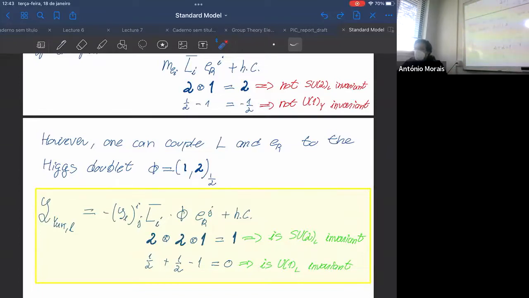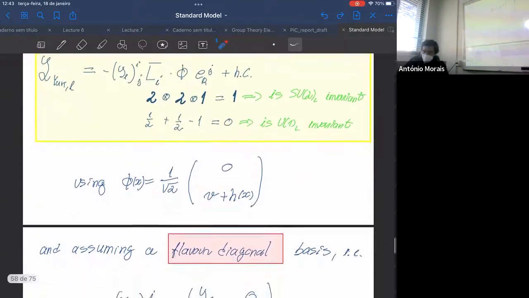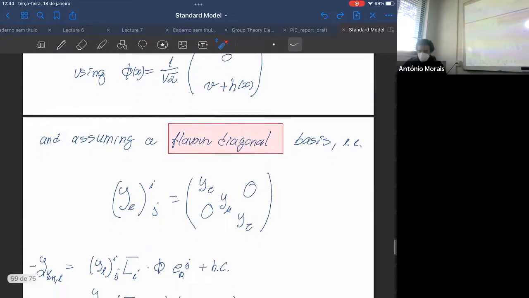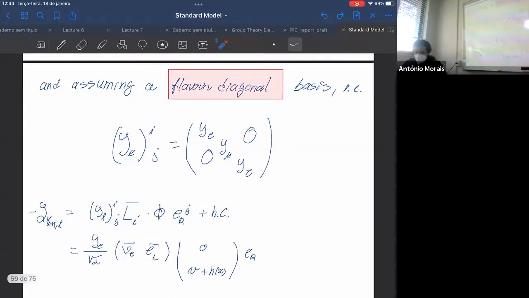But in the standard model, that's not what we have. So we are going to assume a flavour-diagonal basis in this treatment here, at least for now. That is, this is our Yukawa matrix. Let's make our life simple in this regard. And in the standard model, indeed, this is what nature is telling us, at least. Off-diagonal ones may exist, but not in the standard model itself.